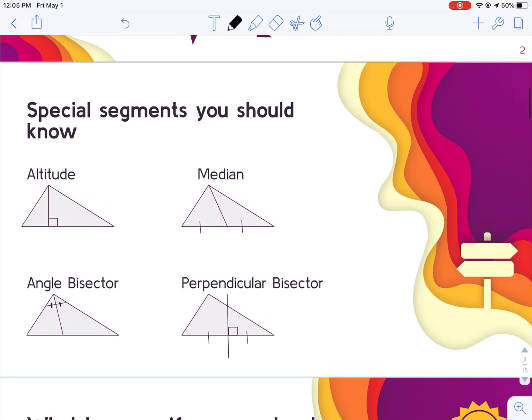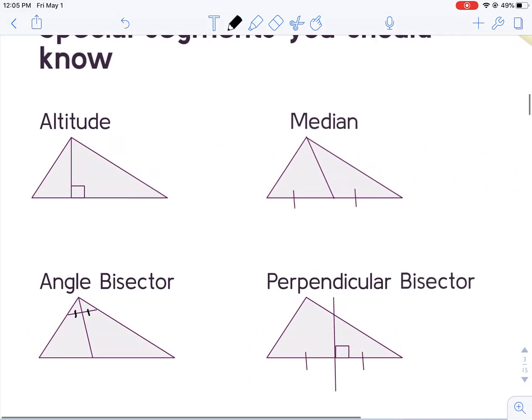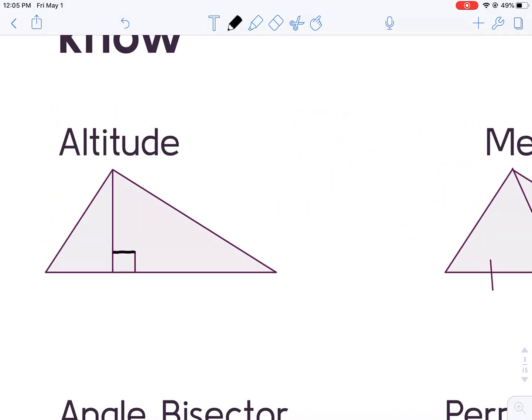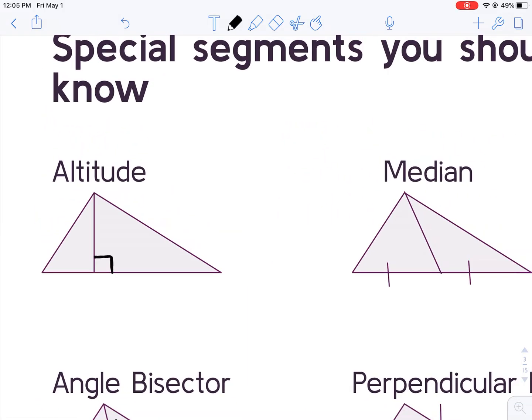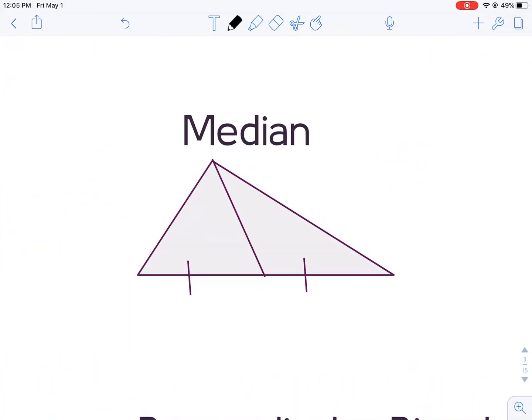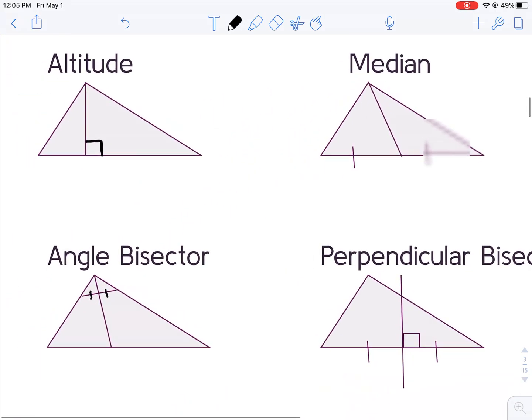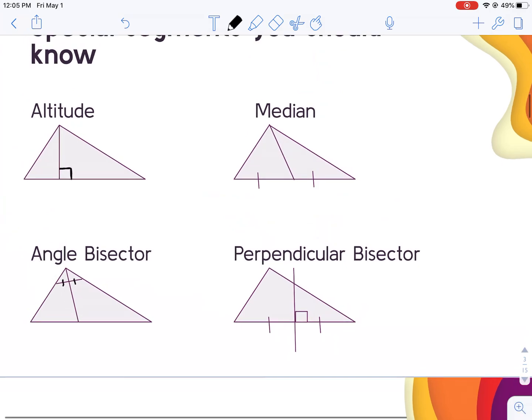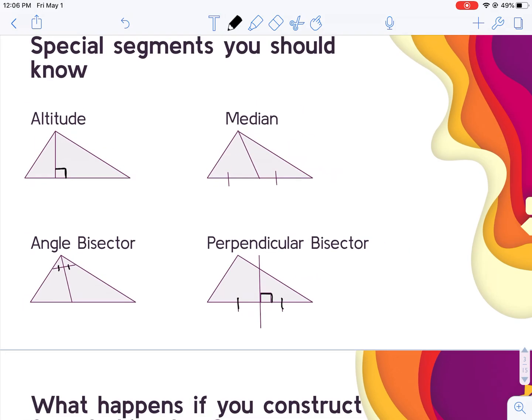You also should already know some different special lines within triangles. So remember, your altitude forms a 90-degree angle with the opposite side. Your median splits the opposite side in half. Your angle bisector splits your vertex angle in half. And your perpendicular bisector is kind of like a median plus an altitude, where it makes a 90-degree angle and it cuts your sides in half. Okay, it does not have to go through the vertex though.